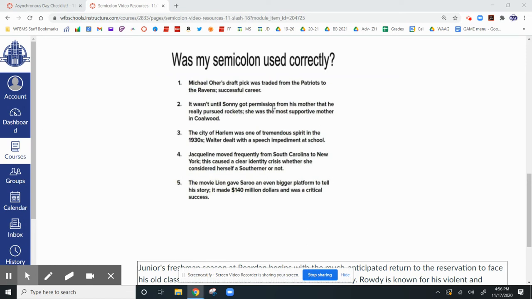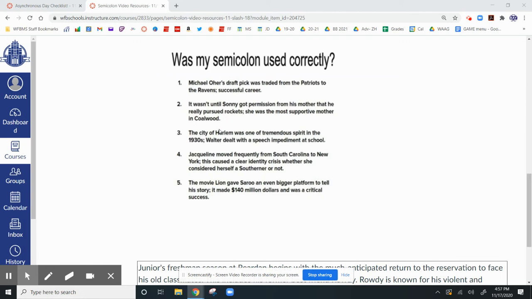I've got to do something different with this sentence. It wasn't until Sonny got permission from his mother that he really pursued rockets; she was the most supportive mother in Colwood. Yes or no? Well, mother, mother, same topic on both sides. So these two things are related, and it is a complete sentence on both sides. Got Sonny as a subject, got as a verb, she as a subject, was as the verb. It describes what that verb is and that subject is doing with a complete predicate. Check, check. Two, I can keep.